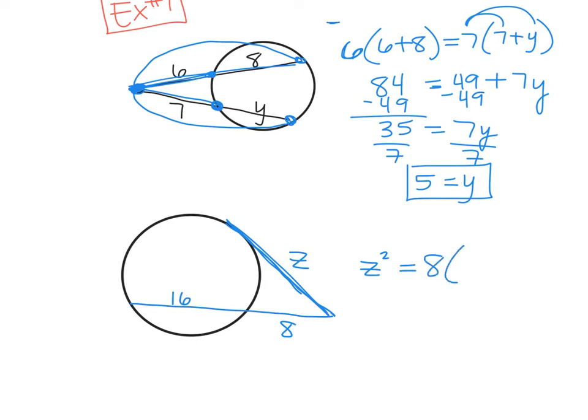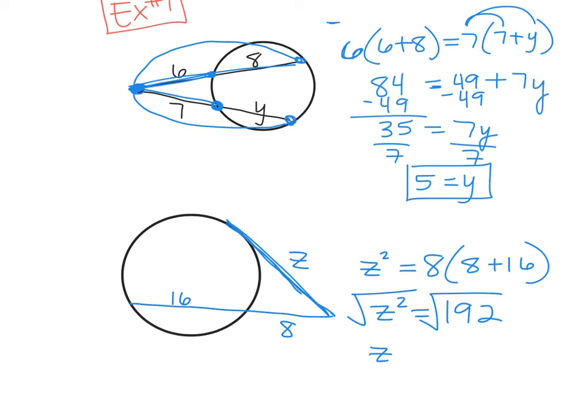8 times 8 plus 16. Or you could just call it 24 right there. You don't have to put it in that format. So 8 times 24 is 192. So you get z squared equals 192. And then how do you solve for z? Square root it. So you get, oh, that is not what you get. Approximately, to the nearest tenth, it would be 13.9.